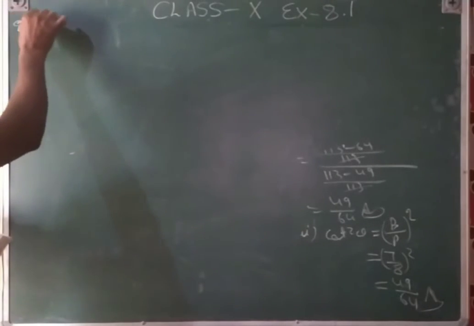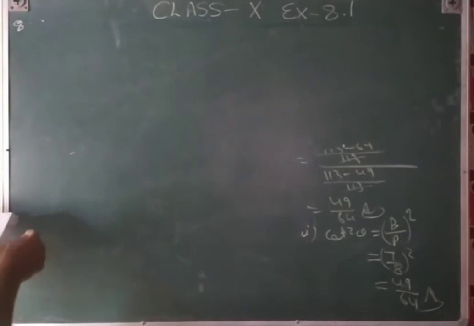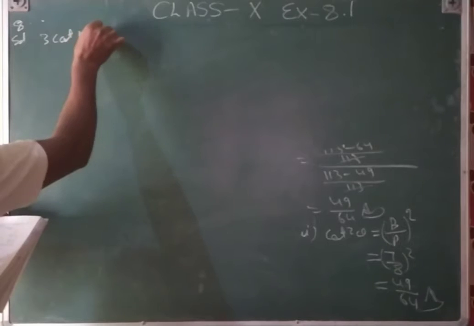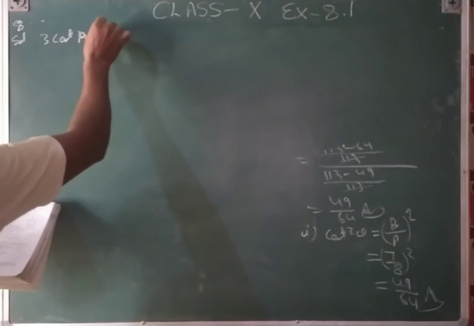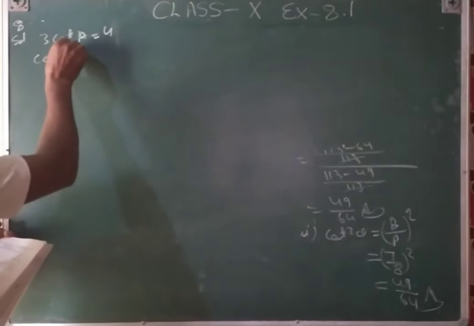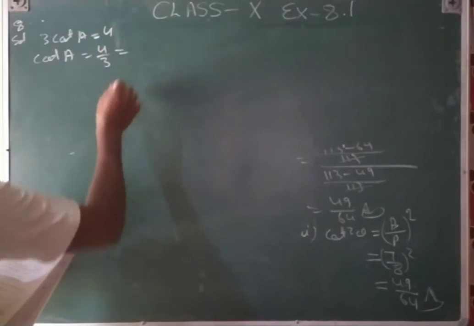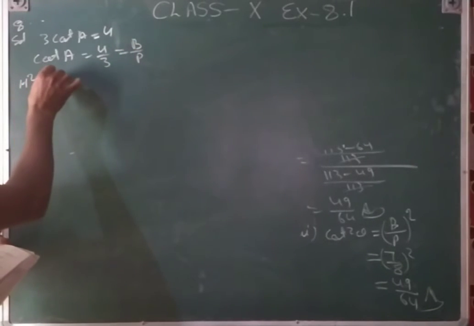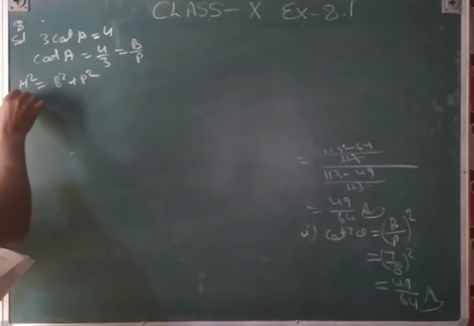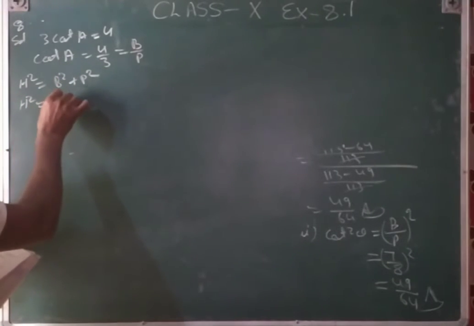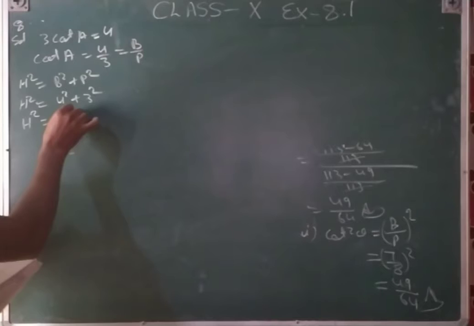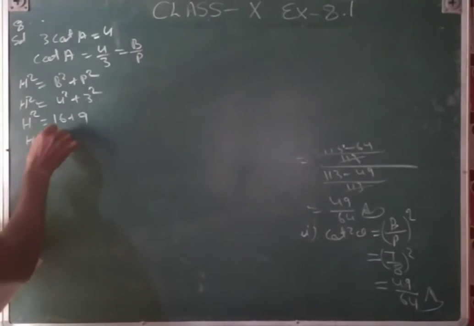Eighth question is that 3 cot A is equal to, that is 4. So cot A is equal to 4 upon 3. You know that cot means b upon p. So first of all we will find the h square is equal to b square plus p square. So h square is equal to b, 4 square plus 3 square. So h square is equal to 16 plus 9. So h is equal to under root 25. That means h is equal to 5.